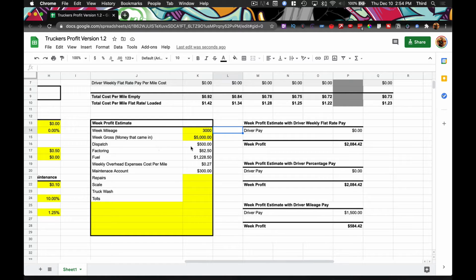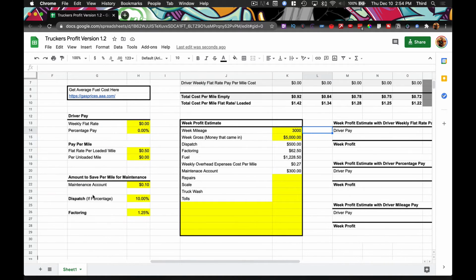And the dispatching, that is coming from this percentage here. You're doing a percentage of the gross. Now, if you got a contract, you're probably not even going to have dispatching in there because you got it yourself. But if you did have dispatching, you can place that in there. Factoring, the factoring is going off of this 1.25 that I have in there, and that's based off of the invoices that you're going to put in.